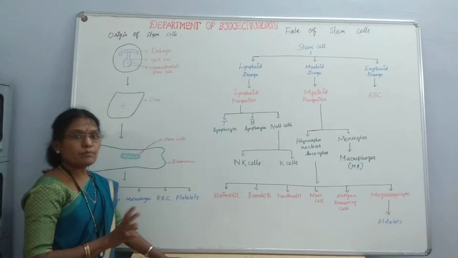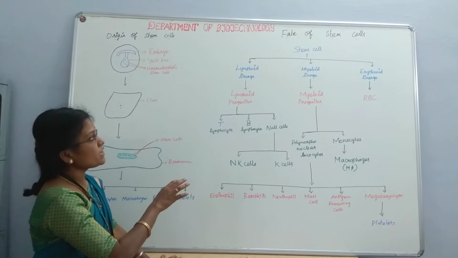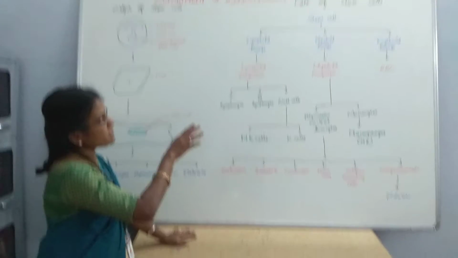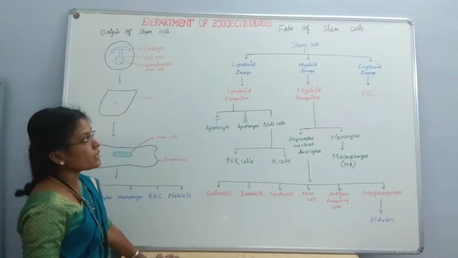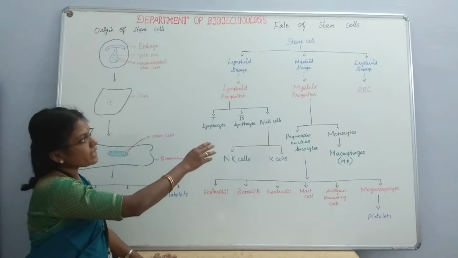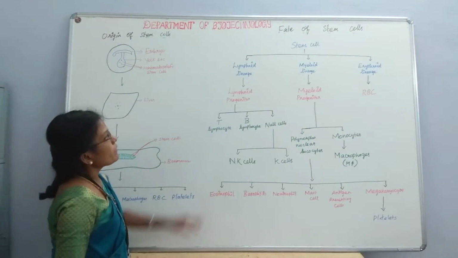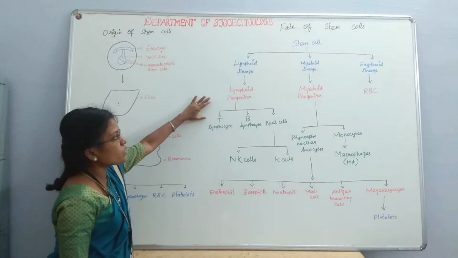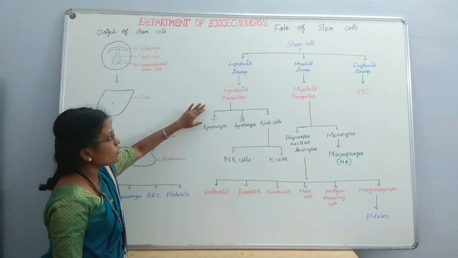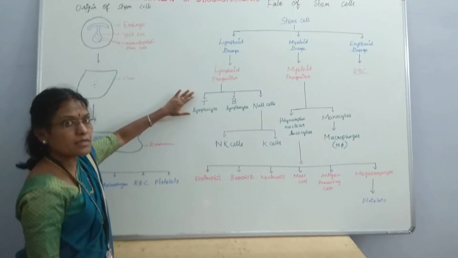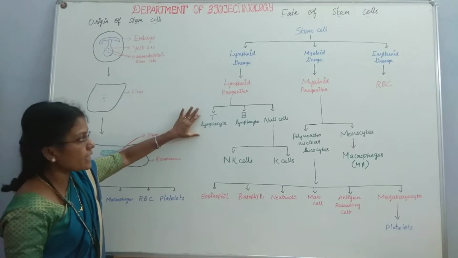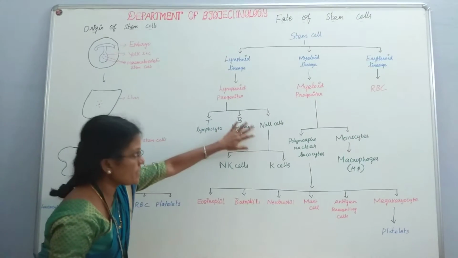Now we'll see briefly about the stem cell formation and the different types of cells that originate from the stem cells. The stem cell, which is present in the bone marrow, is able to form three types of cells, that is the lymphoid lineage, myeloid lineage, and erythroid lineage. From the lymphoid lineage, the lymphoid progenitor cells are formed, the cells which are involved in the lymphocyte activity of the body, that is immunity. From the lymphoid progenitor, we see the formation of T lymphocytes, B lymphocytes, and null cells.